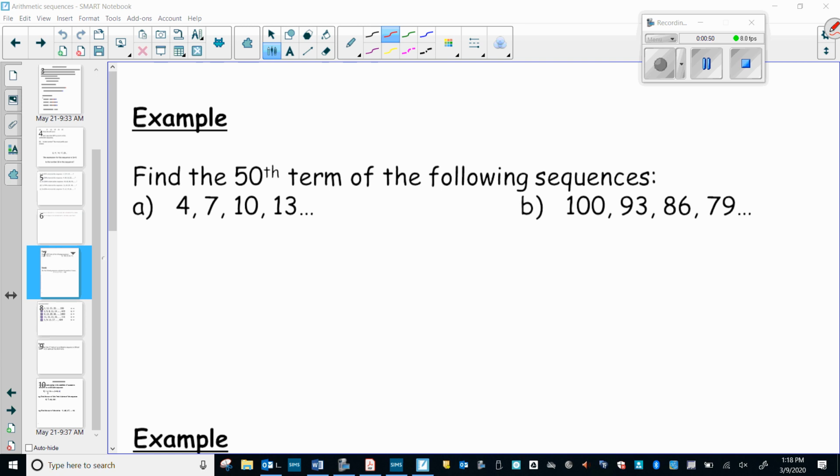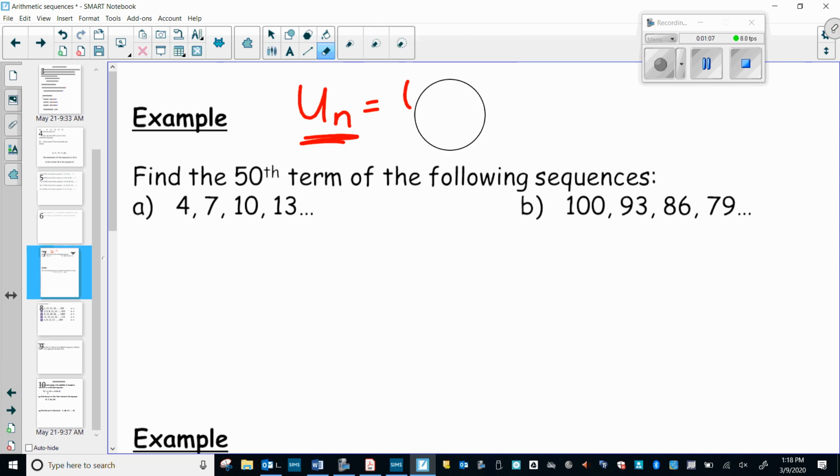There was a formula that we were told, remember you're not given this formula, for the general term. So the UN, that's the general term for any term in an arithmetic sequence, was U1, oh no, it was A. We'll call it A.